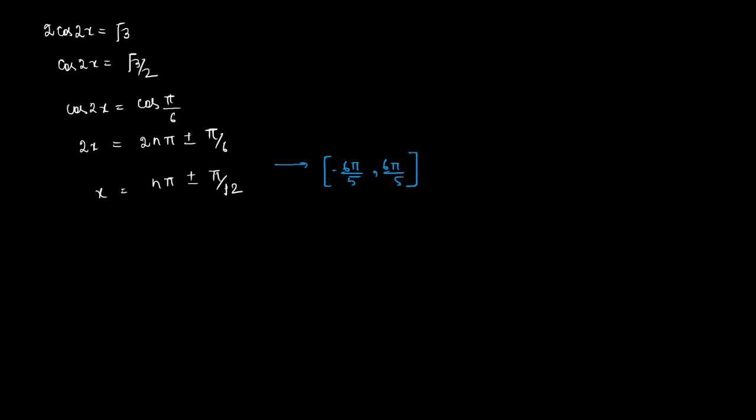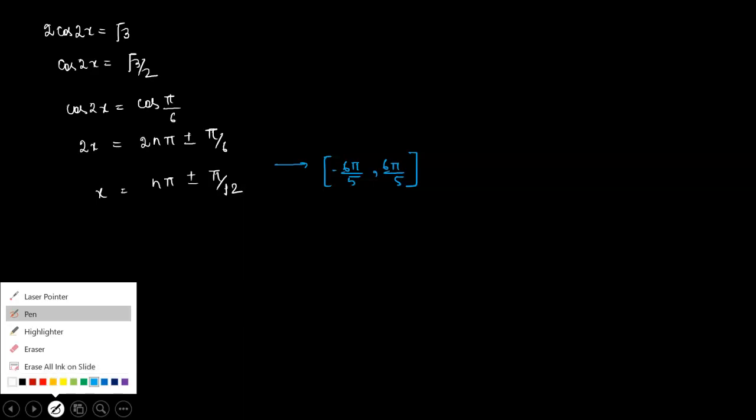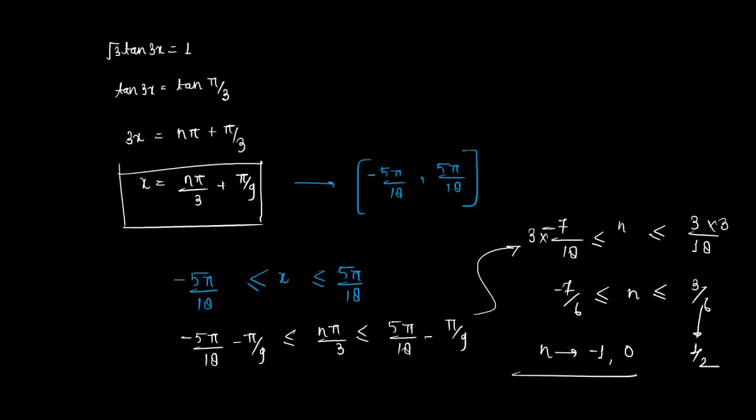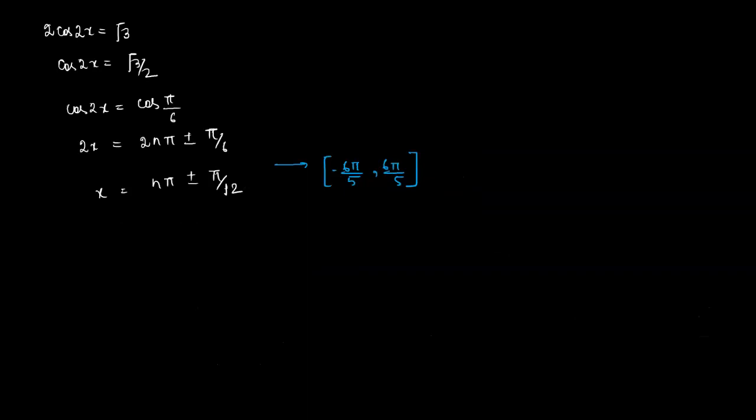Okay, so I will repeat the same procedure which I have done here. So firstly I will be taking a positive sign. So n pi plus pi by 12 less than or equal to 6 pi by 5, minus 6 pi by 5.